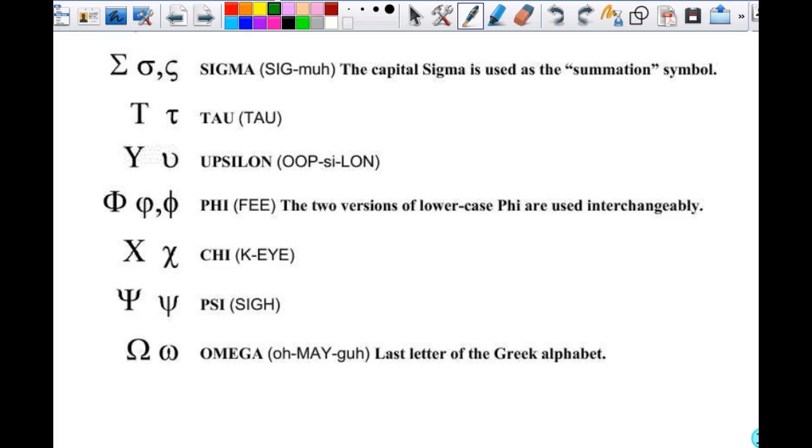And then phi. Anybody know what constant that goes with or what it relates to? All right, have you heard of the golden ratio? Okay, so the 1.6 number that goes with the golden ratio, phi is the symbol that's usually used to represent that constant when you're doing that.